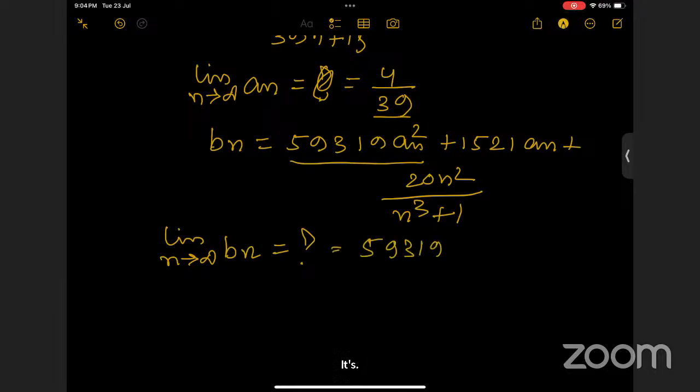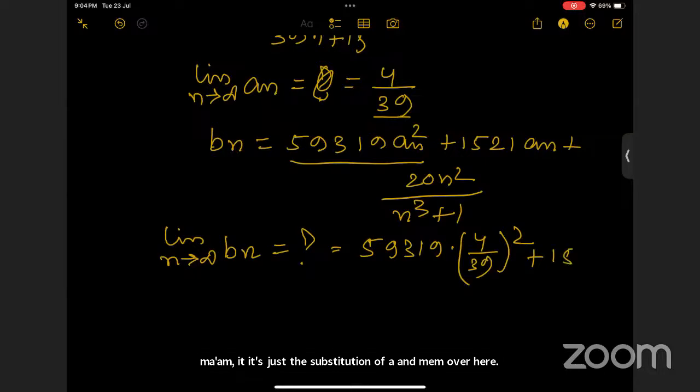Okay, ma'am. You can use your calculator, it's just the substitution of A and n over here. Yeah, sure. You can put it directly here. You can calculate it. I'm not going to calculate it.